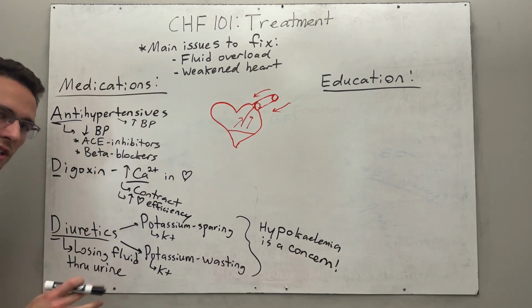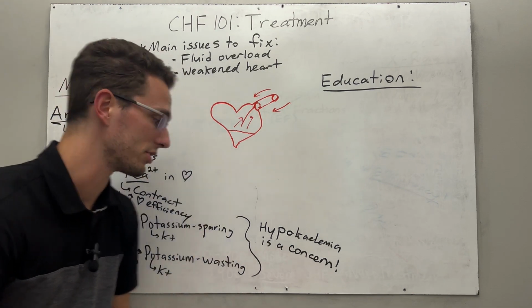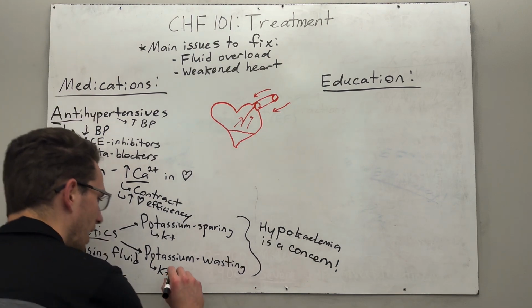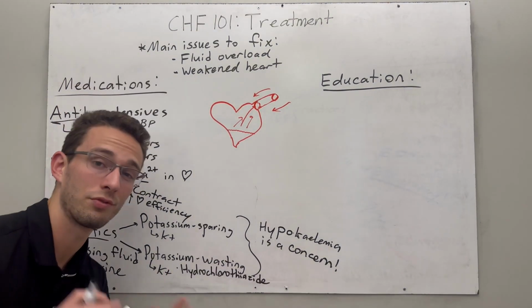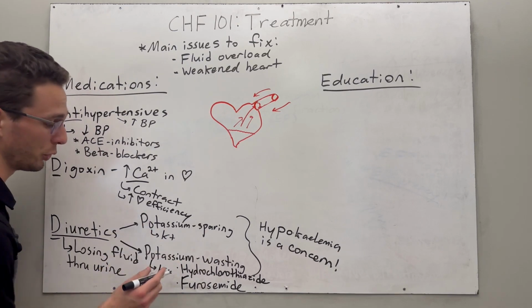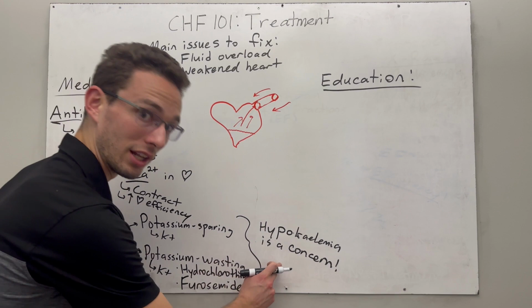So if you're using certain diuretics, these diuretics are going to force fluid out, but also potassium out. And those would be called potassium wasting diuretics. These are things like hydrochlorothiazide, as well as furosemide. So again, these are diuretics that are going to pee out the fluid with potassium leaving the body as well. And that could lead to hypokalemia.